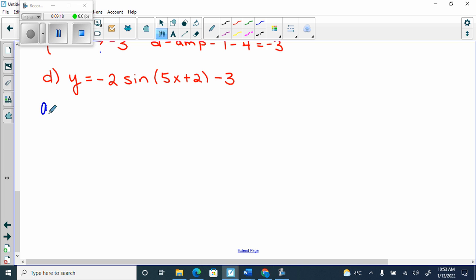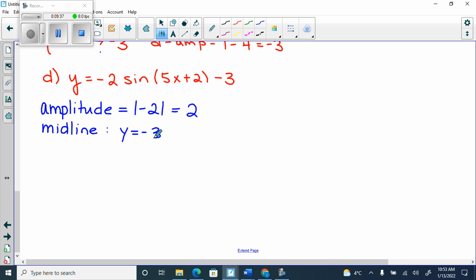So what is the amplitude of this one? Yeah. It's the absolute value of negative 2, which is 2. Amplitude is always positive. What is the midline? Y equals negative 3. And then what is the period? It's 2 pi over 5. Can't reduce it any further.